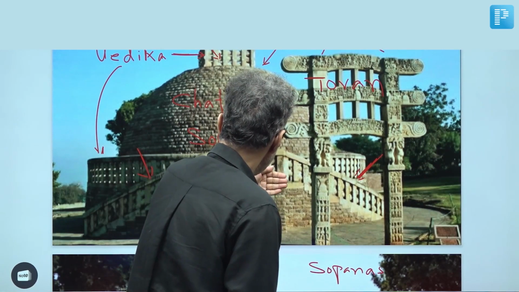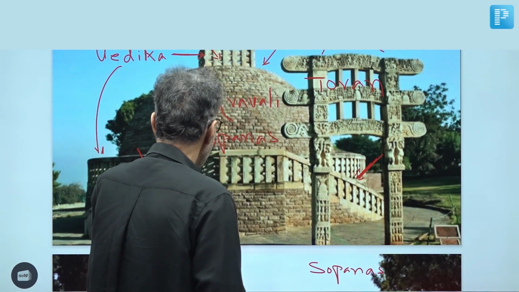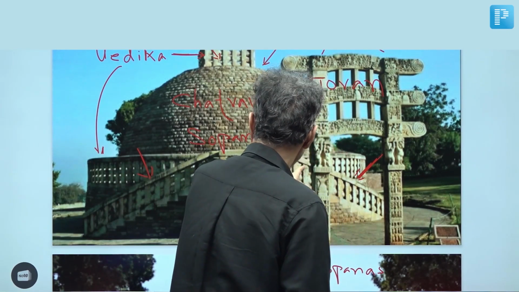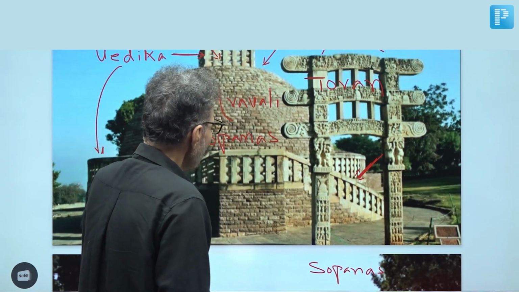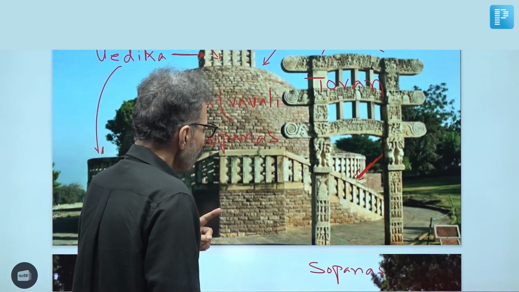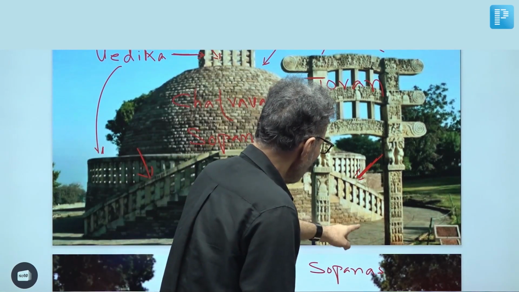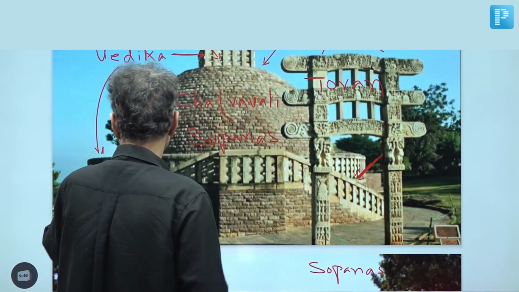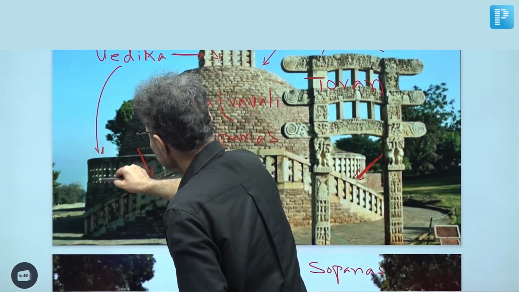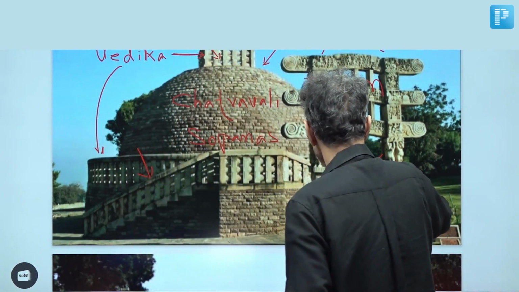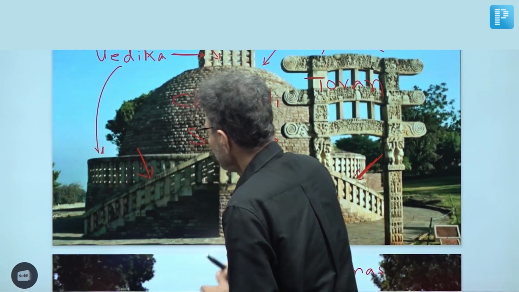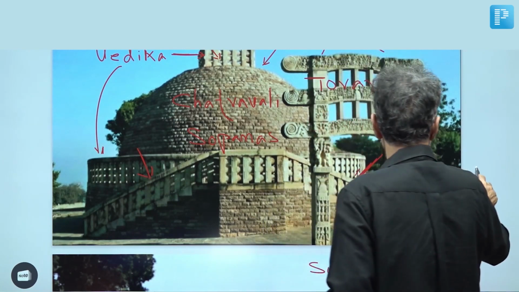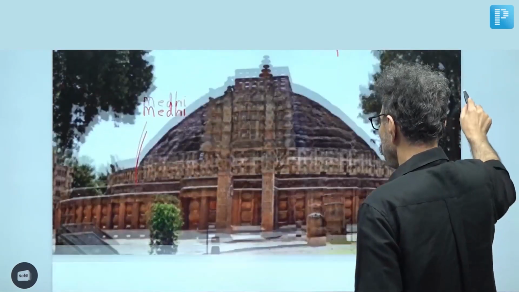And Medhi is also having Vedika. And the platform of the Medhi provides a path for movement around. That is the Pradakshina Path. Plus, the Pradakshina Path is also there on the ground, and that is again inside the railing. So here on the Medhi, I am showing this platform which is slightly jutted out. So the devotees move around this. So that serves as the Pradakshina Path.